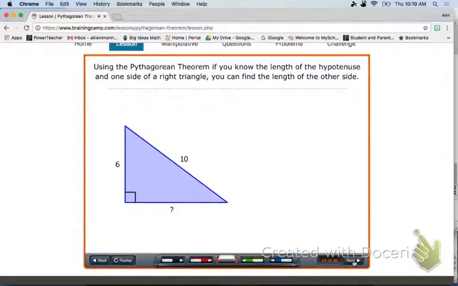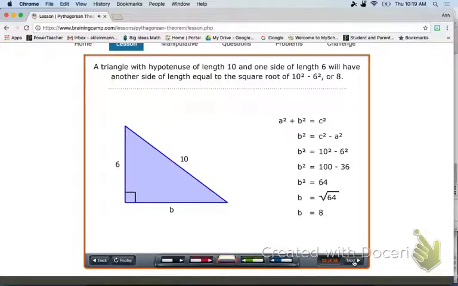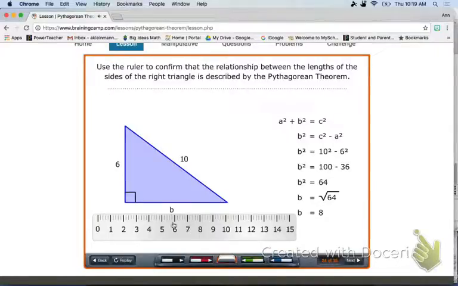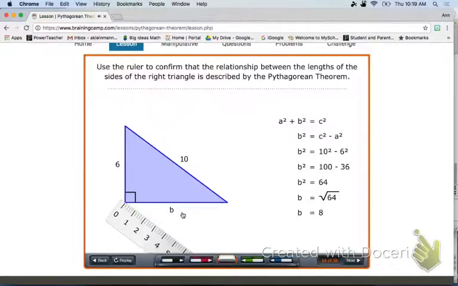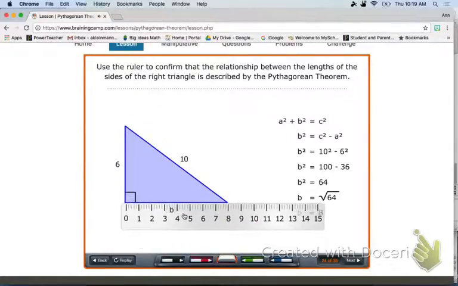Using the Pythagorean theorem, if you know the length of the hypotenuse and one side of a right triangle, you can find the length of the other side. A triangle with hypotenuse of length 10 and one side of length 6 will have another side of length equal to the square root of 10 squared minus 6 squared, or 8. Use the ruler to confirm that the relationship between the lengths of the sides of the right triangle is described by the Pythagorean theorem.